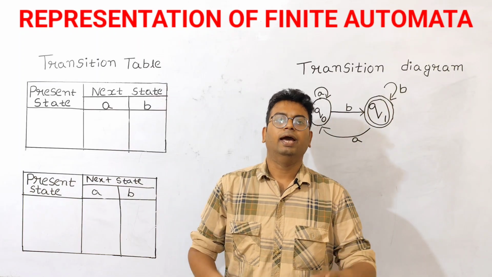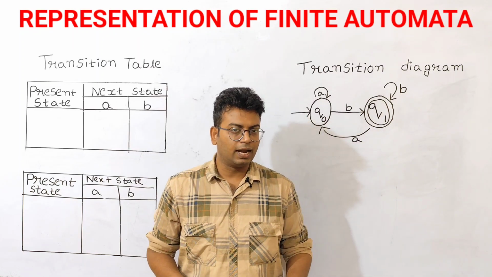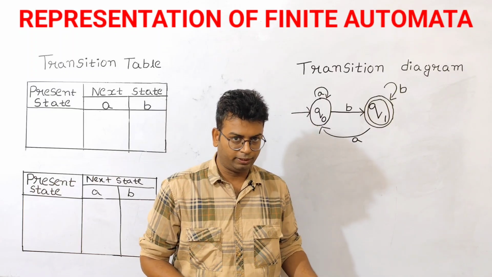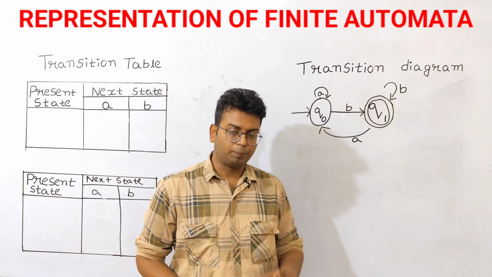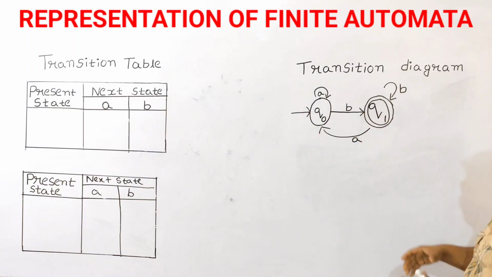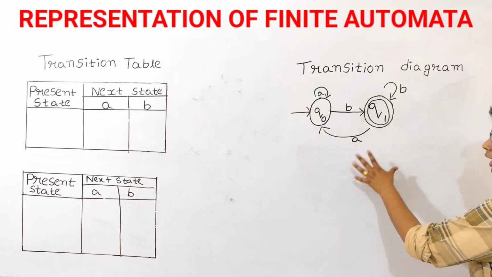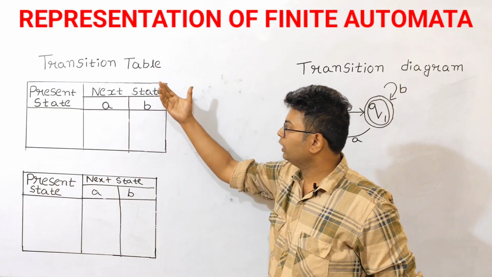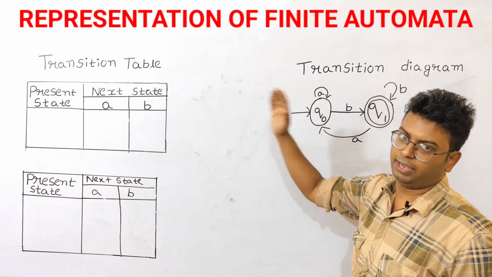This is Sunil. In this video, we are going to discuss the representation of finite automata. A finite automata can be represented in both forms, in table and in diagram form. First, we'll look over the table form and then we'll see how we can draw a table from this diagram.